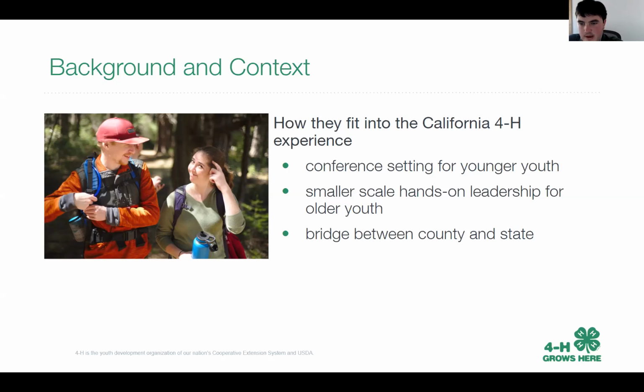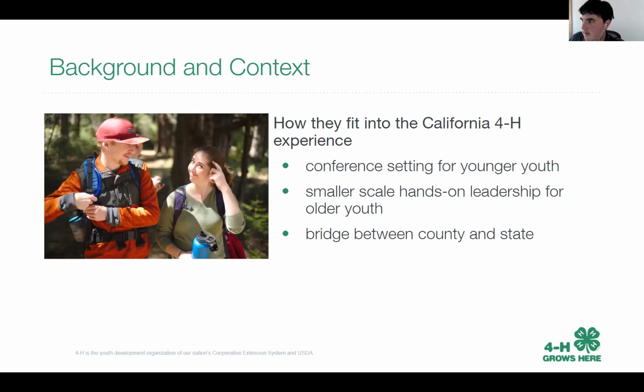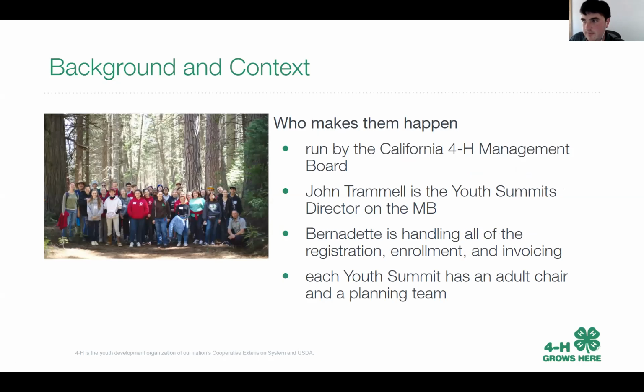What's nice about it is most of the summits are at camps, so they get a summer camp feel, but it's still a conference. Also, it bridges the gap between the county and state programs. This is a good way to bridge the gap in a way that youth can learn about opportunities that the state program offers, which is really nice.